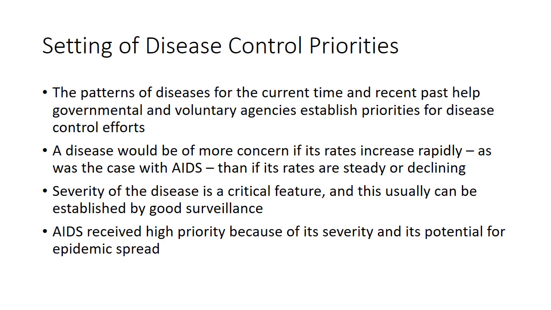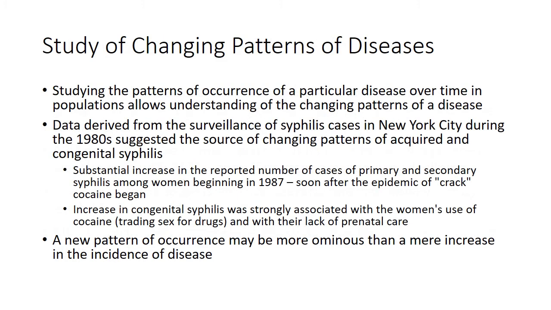Again, severity of disease, I mentioned, is a very critical feature, and this can usually be established if you have good surveillance to track this sort of thing. And so that's why AIDS receives such a high priority, mainly due to the fact that it was having this kind of epidemic spread, and it became a very severe disease that led to death in very many cases, especially when it was first being discovered and characterized. So again, good surveillance helps us to look for these different patterns of occurrence of a particular disease over time.